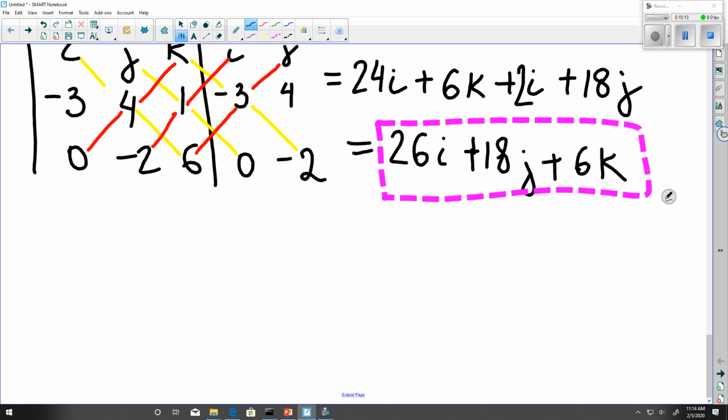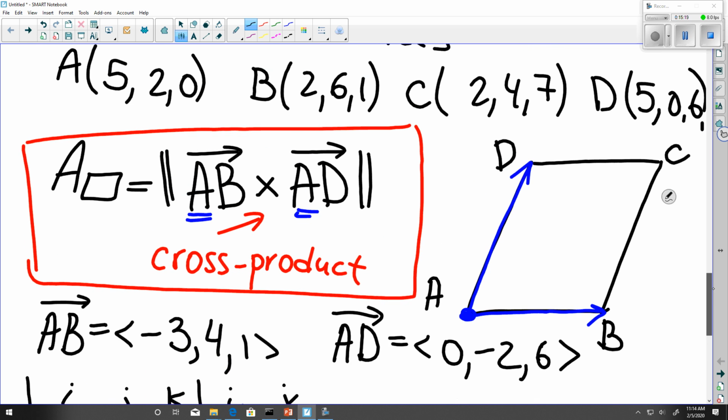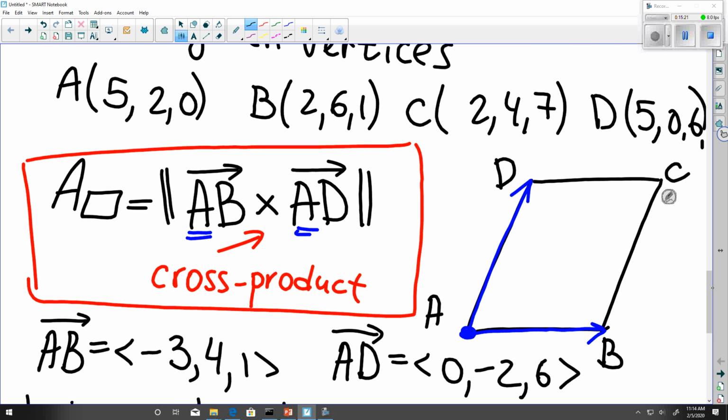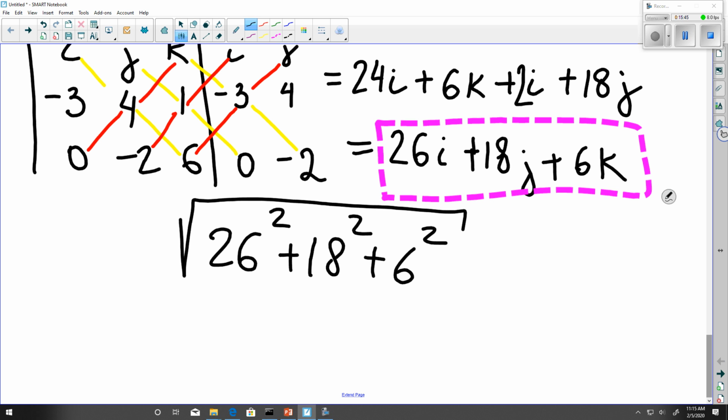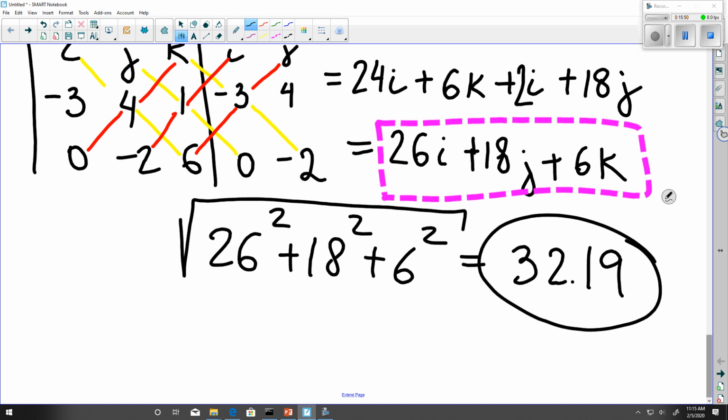Once you're hopefully done with the cross product, the last step of the formula is the magnitude. I know you're already tired, but I have to. Last step is magnitude. You should know how to do it. You'll just do 26 squared plus 18 squared plus 6 squared. Take a square root from that expression. The answer is 32.19. I'll just copy from what I did before. That will be the answer. This will be the area of the parallelogram.